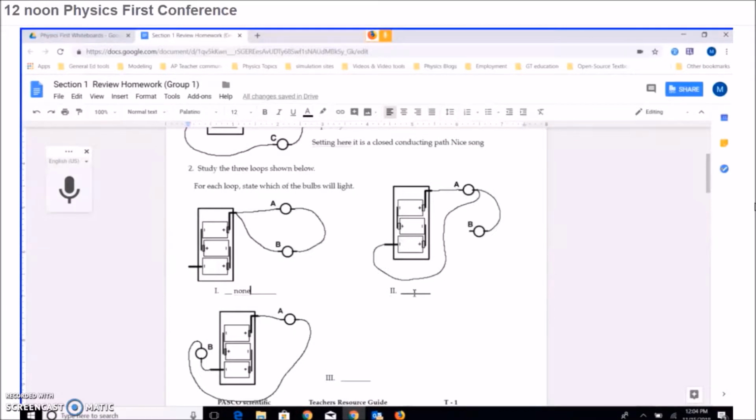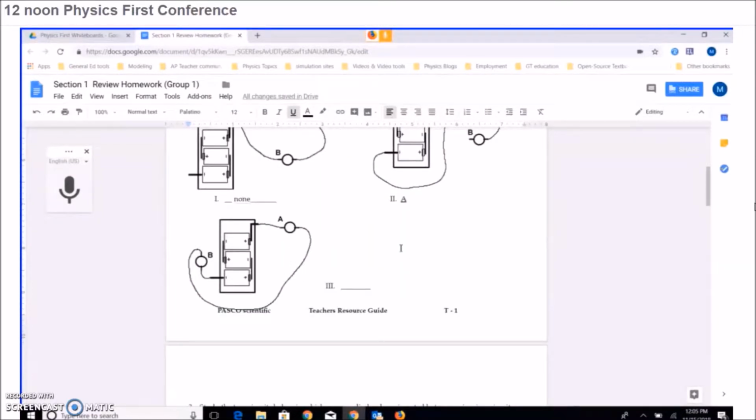Okay, what about in circuit 2 here? Which bulbs light up? A. Okay, that didn't work. All right. Okay, technology. Okay, what about in this one here? Which bulbs light up? Both of them. Both.